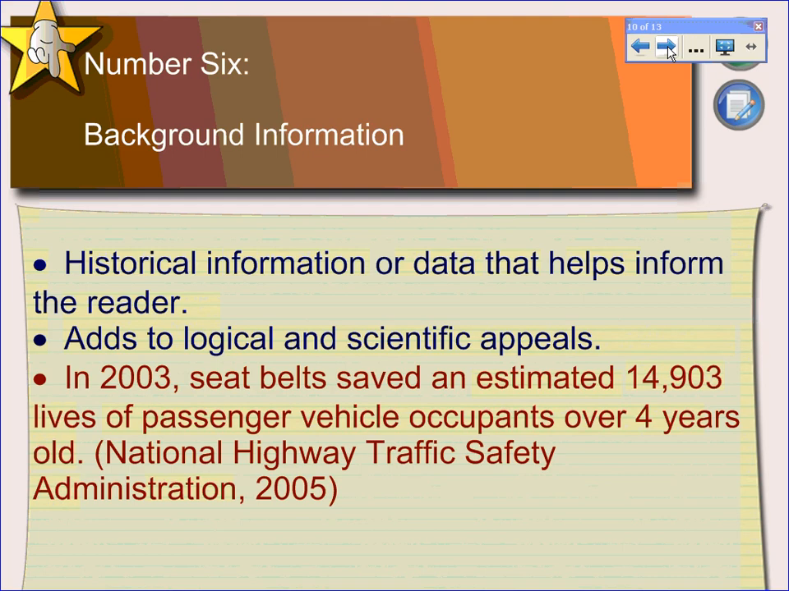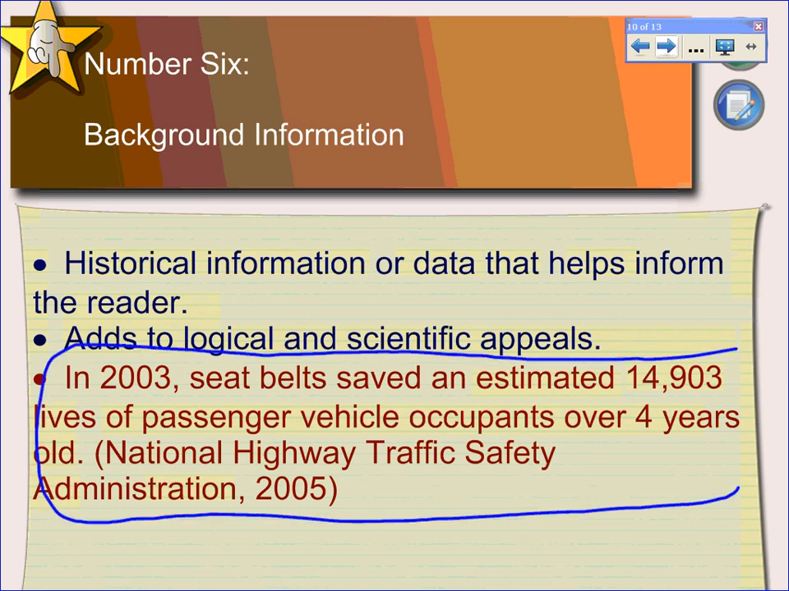Number 6, background information. This is where you just get into the facts and figures. You look up historical information, you look up data that will inform your reader. This helps to add to your logical scientific appeals. Again, a good example here. In 2003, seatbelts saved an estimated 14,903 lives of passenger vehicle occupants over 4 years old. And then, of course, you always want to cite your source. You want to show where you got that information.